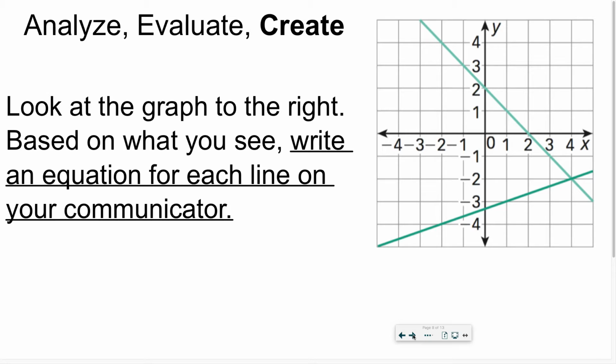Okay, so now let's take a look at this graph. Write an equation on your whiteboard for each of these lines. So that top one will be line 1, and the bottom one is line 2. Write an equation for both.